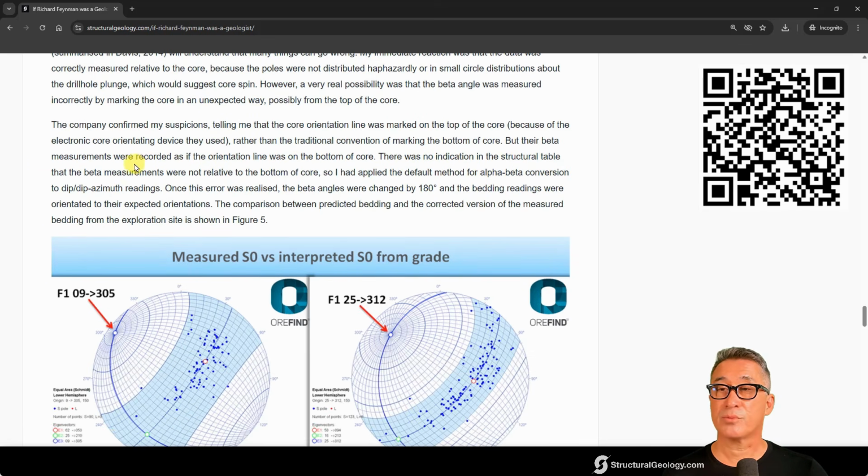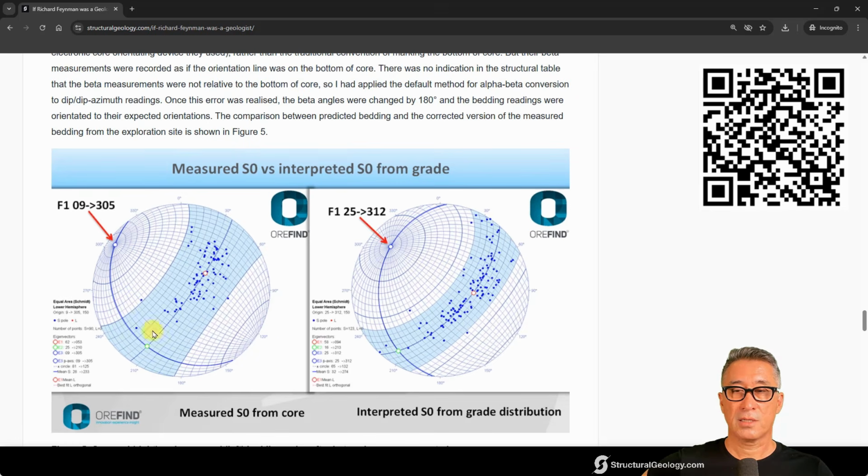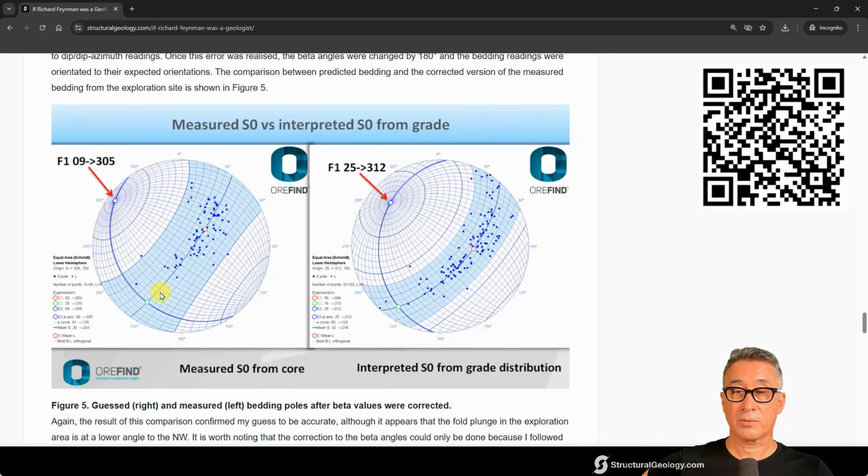But their beta measurements were recorded as if the orientation line was on the bottom of the core. Wow, very confusing. There was no indication in the structural table that the beta measurements are not relative to the bottom of the core, so I had to apply a default method of alpha-beta conversion to azimuth readings. So once I did the conversion, that's what it looks like. The rotation pole of both looks the same. These are bedding readings, by the way.